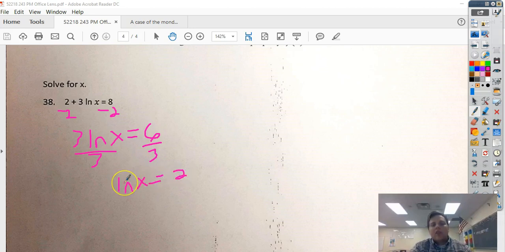Now that I have the natural log by itself, I can solve for x by changing forms from log form to exponential form. So what is the base right now for natural log of x? That's right, it's e. So I'm going to say e raised to, this becomes your power, the second is equal to your input, which is x. Bam. e squared equals x.